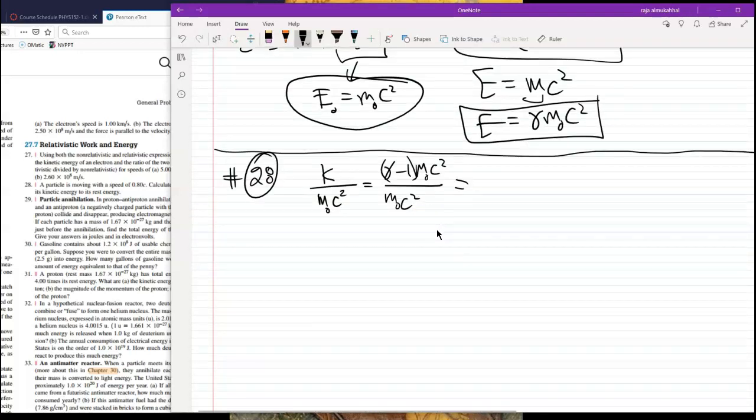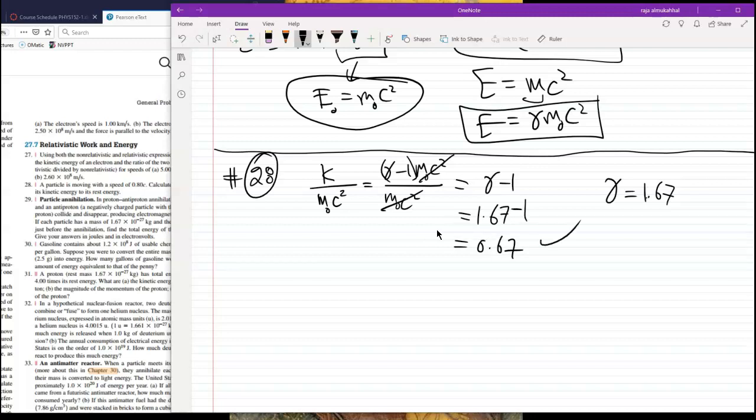Even before I do the calculation, basically it's gamma minus 1. That's simple. You just plug it in. And he said it's going at the speed of 0.8. So we know that gamma is equal to 1.67, if you remember. We calculated that already. So 1.67 minus 1, and that's equal to 0.67. That's the ratio right there. Simple problem, right? I'm looking for something a little bit better than that.